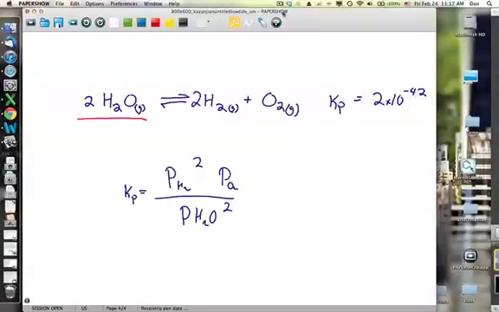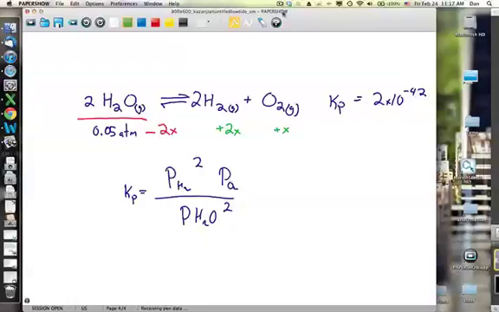Now, we can use the initial concentration. If we knew that, say, the initial partial pressure of water vapor at 25 degrees was 0.05 atmospheres, we know that the change at equilibrium, the amount lost, would be minus 2x, and thereby the amount gained would be plus 2x for the hydrogen and plus x for the oxygen.